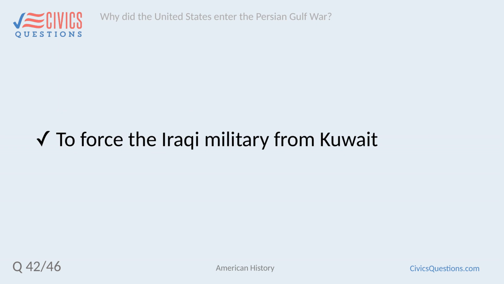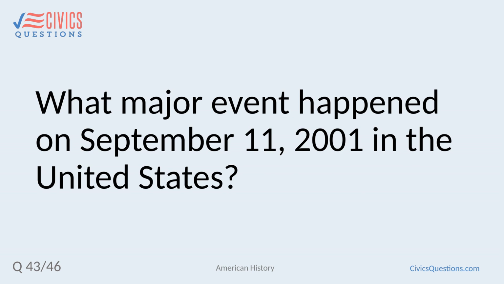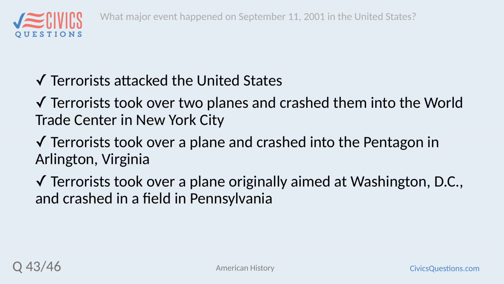To force the Iraqi military from Kuwait. What major event happened on September 11, 2001 in the United States? Terrorists attacked the United States. Terrorists took over 2 planes and crashed them into the World Trade Center in New York City. Terrorists took over a plane and crashed into the Pentagon in Arlington, Virginia. Terrorists took over a plane originally aimed at Washington, D.C., and crashed in a field in Pennsylvania.